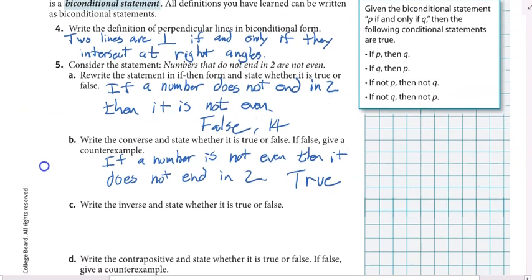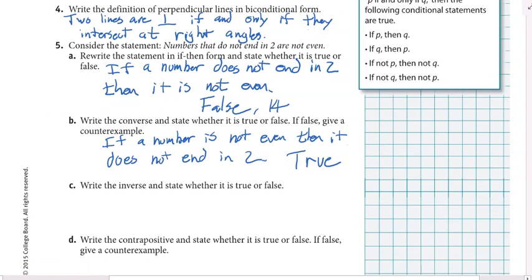Write the inverse and state whether it's true. So inverse, we would leave the hypothesis and conclusion where they were at and negate them. So if a number does not end in 2, the negation of that would be if it does end in 2. Then the original statement says, then it is not even. The inverse or negation of that part would be it is even. Okay, so if a number ends in 2, then it is even. That's true.